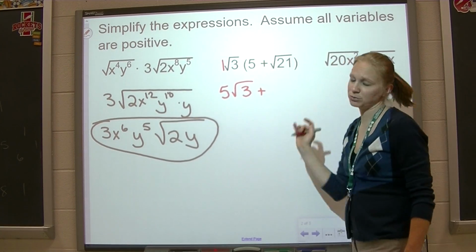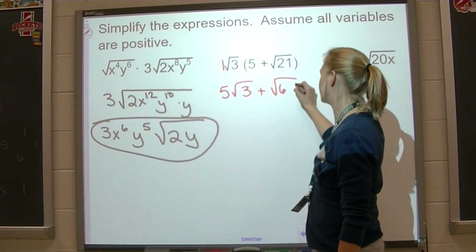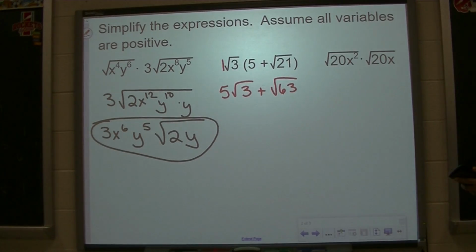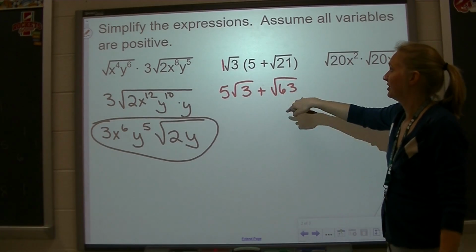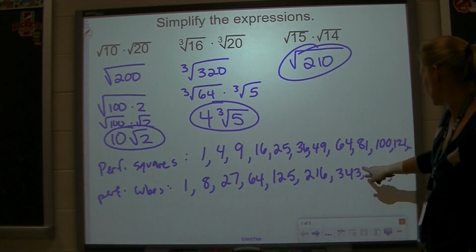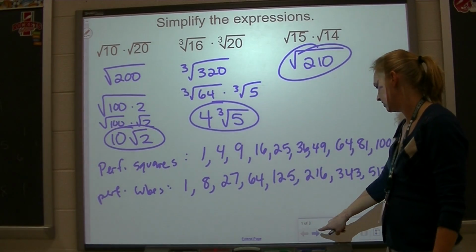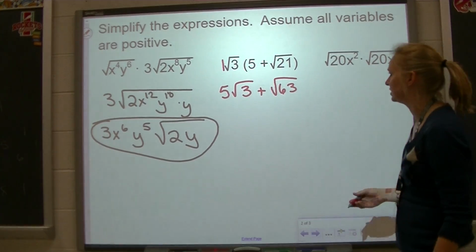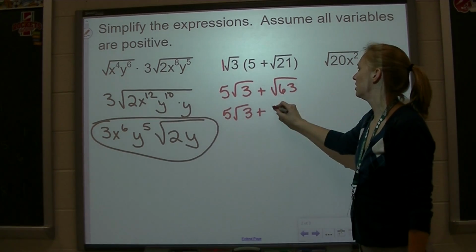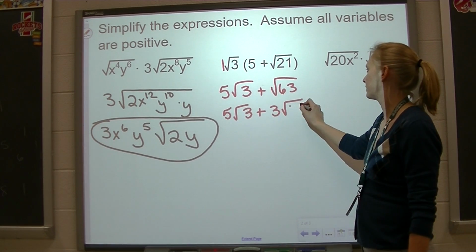Plus, now these both have square roots. So I can do the square root of 3 times the square root of 21 and get the square root of 63. And that is divisible by 9. So that can simplify further. Actually, can I use anything else? 49, no. 36, no. 25, no. 16, no. So it's going to have to be 9 and 7. So this goes to 5 square root of 3 plus 3 square root of 7.